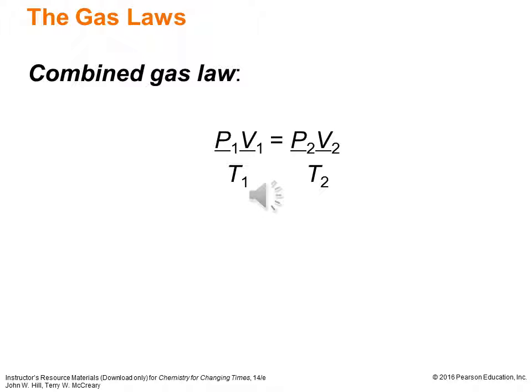So we looked at 3 gas laws independently. We looked at Boyle's law, Charles' law, and Avogadro's law. If we were to combine Boyle's law and Charles' law, remember Boyle's law was the P1 V1 equals P2 V2 stuff, and Charles' law was the V1 over T1 equals V2 over T2 stuff. Well, now we have P1 V1 over T1 equal to P2 times V2 over T2, what we call the combined gas law.